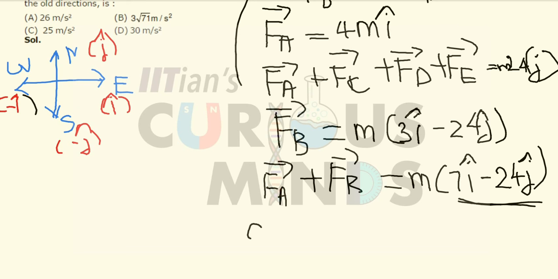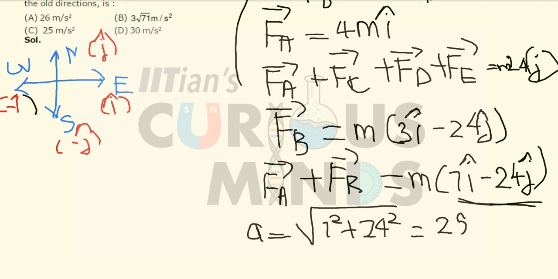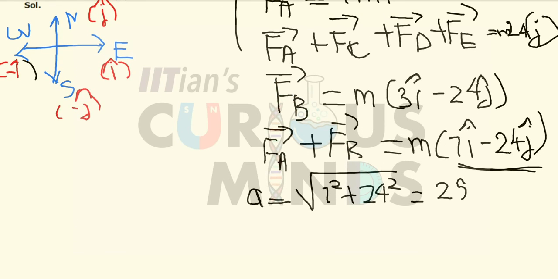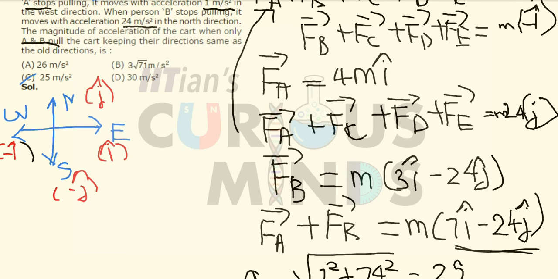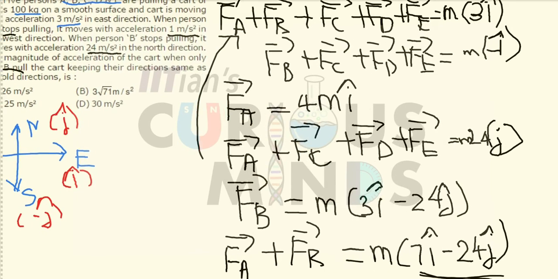If I only want the magnitude, it will be equal to root of 7 square plus 24 square, 576 plus 49, which will come out to be 25. So the acceleration of the cart is 25 meter per second square. If I also want the direction, it is 7 i cap in the right hand side direction and minus 24 j cap. So if you see the direction, it is in the southeast direction. So the answer will be equal to 25 meter per second square in the southeast direction, which is option number C.